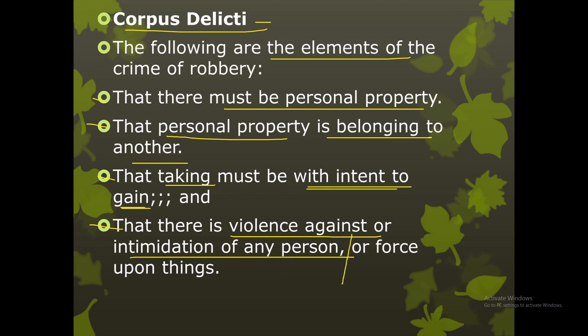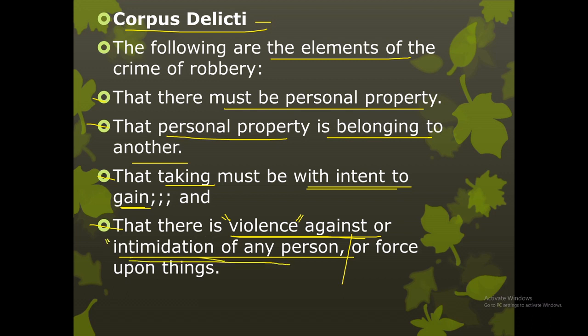Okay, discuss natin to. Violence against, from the term violence, physical violence. Okay, sinuntok mo yung isang tao para makuha mo yung gamit niya or sinaksak mo siya. Okay, gumamit ka ng force and then nag-inflict ka ng violence doon sa tao, that is one element. And pangalawa, intimidation of any person.